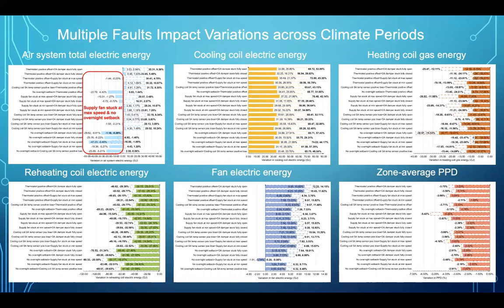As for the fault impact variations for multiple faults, similar trends to those from single faults can be observed. The only difference occurs at air system total electric energy, where almost half of the fault combinations led to decreases from the current to the 2030s period, especially for the fault combinations with supply fan stuck at maximum speed or no overnight setback. In addition, 3 fault combinations including no overnight setback still decreased from the current to the 2050s period.